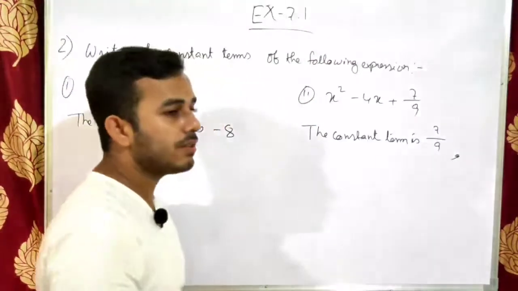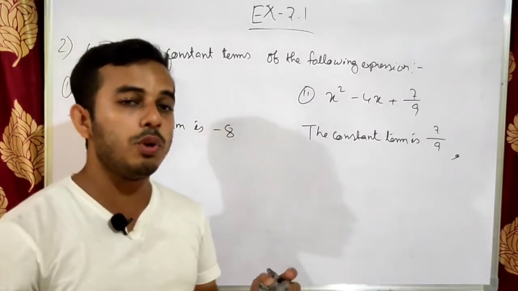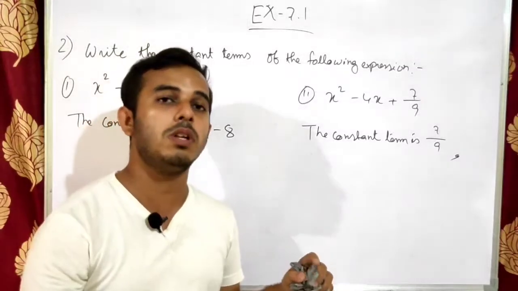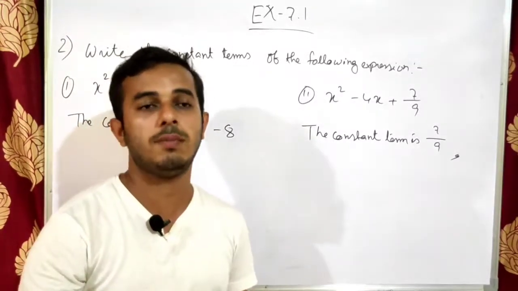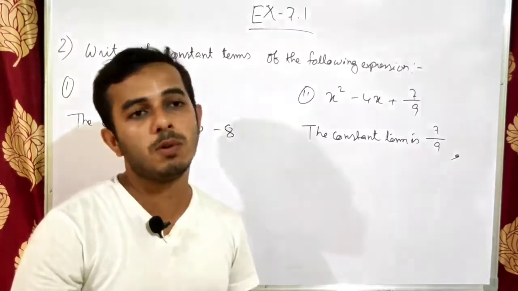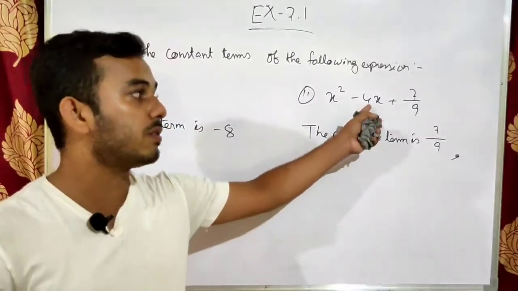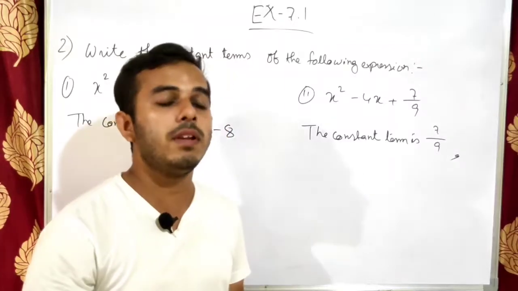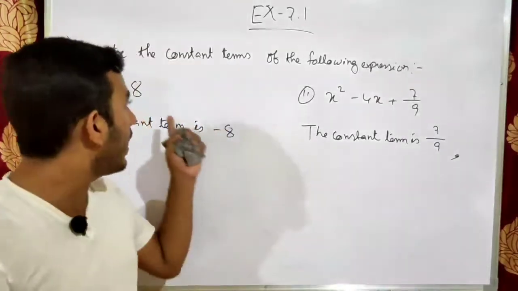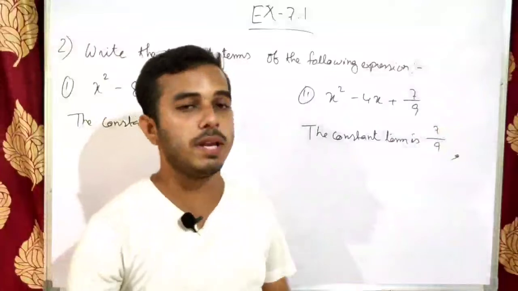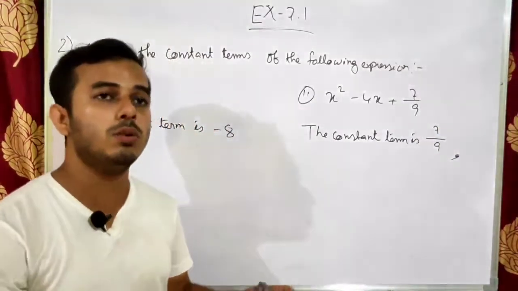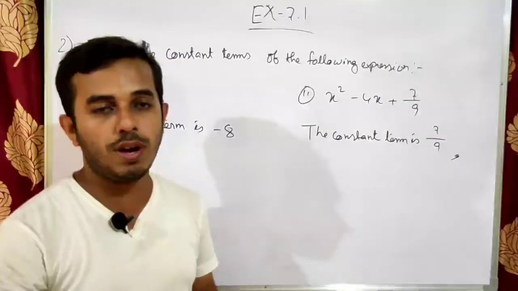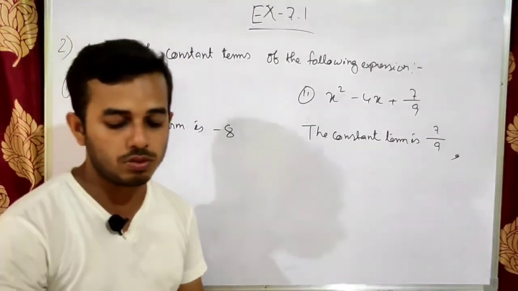Okay, like this. The term which doesn't have any variable is the constant term. But if a term has any variable, for example this minus 4x, this has the variable x, so this term will be a variable term. But here minus 8, here plus 7 by 9, they don't have any variable literal. So these are the constant terms. So like this you can solve the remaining 2 questions.